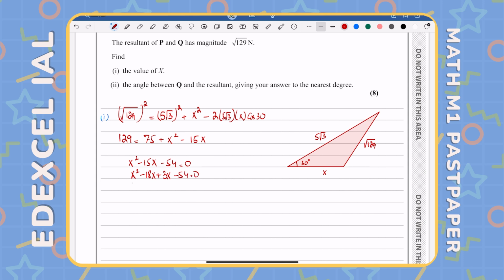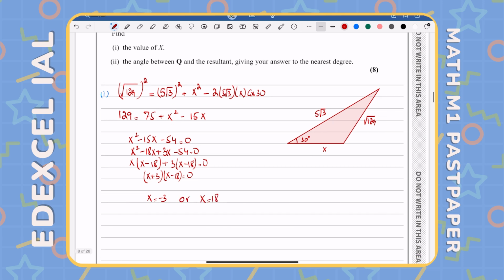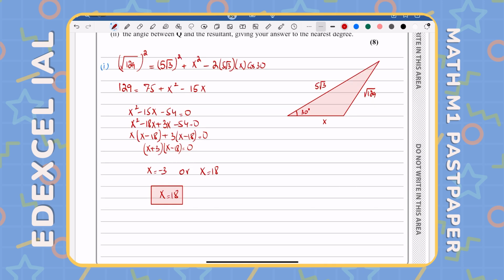Make sure you take care of the sign. So we have x into x minus 18 plus 3 into x minus 18 equals to 0. So that means x plus 3 into x minus 18 equals to 0, which means one value of x is equal to minus 3, which obviously is not possible. The other value of x is equal to 18, which obviously is the value that makes the most sense. So that means the correct answer of part 1 is x equals to 18, and there you go, that's the answer.